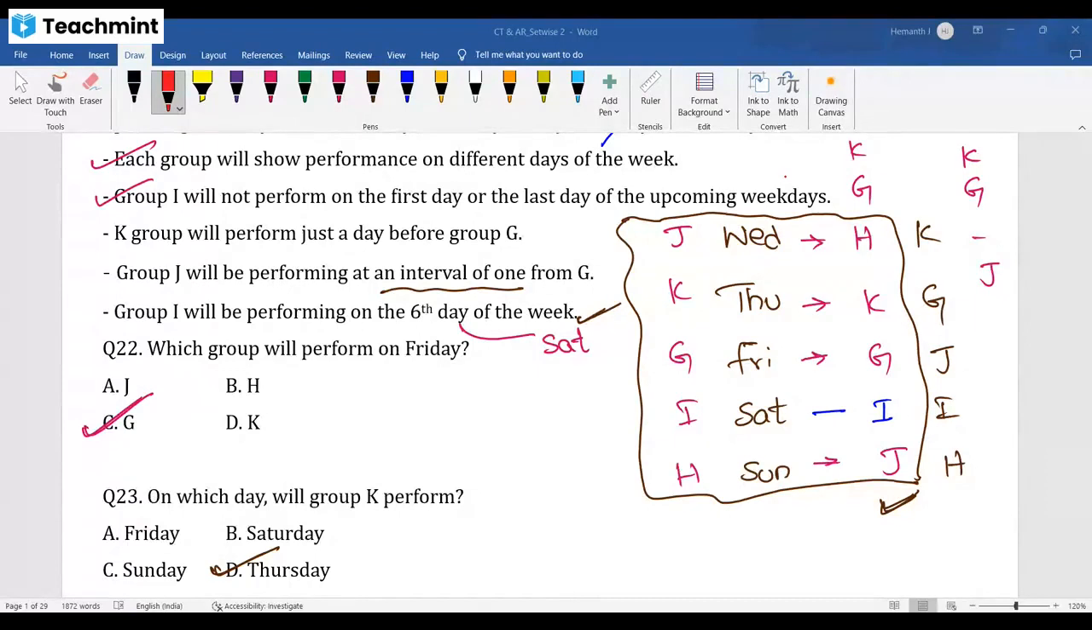I'm opening that question I have. So it's J only, dear. It's not I. The question is exactly correct. There is nothing wrong in that. Don't worry, the question is actually the same. There is no problem, but we can preferably go with this, saying that J is performing at an interval of one from G.